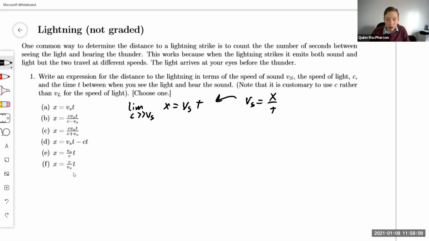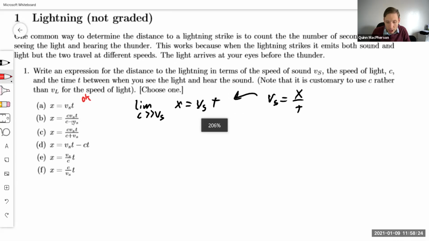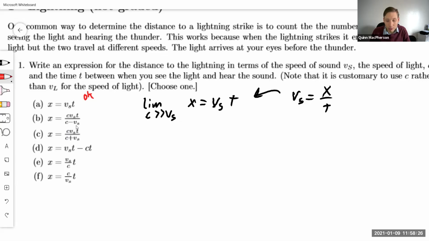Okay, so which of A through F agree with this statement? A does. B does as well. You can notice if C goes to infinity, then C in both the top and bottom get large. Vs is irrelevant because it's C minus Vs. Who cares if it's minus Vs? C is much bigger than Vs in this limit. So you can just throw away the Vs and you get C Vs T over C, and then the C's would cancel. So that one is actually okay as well.